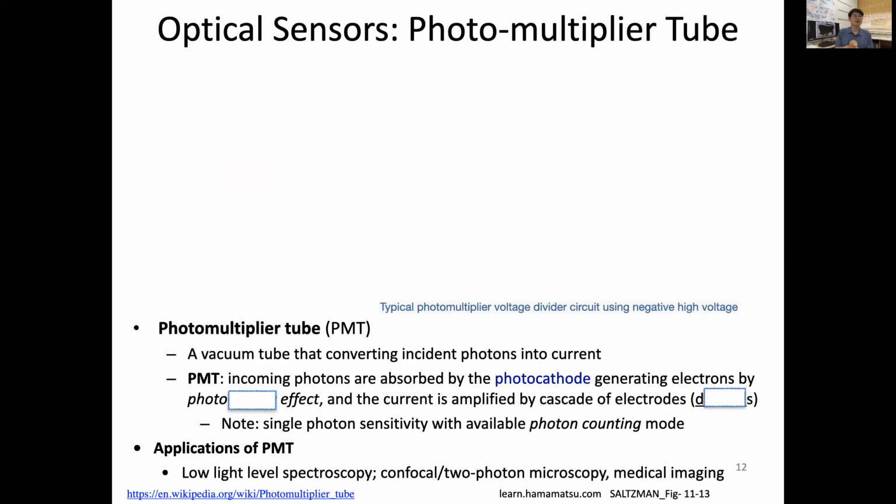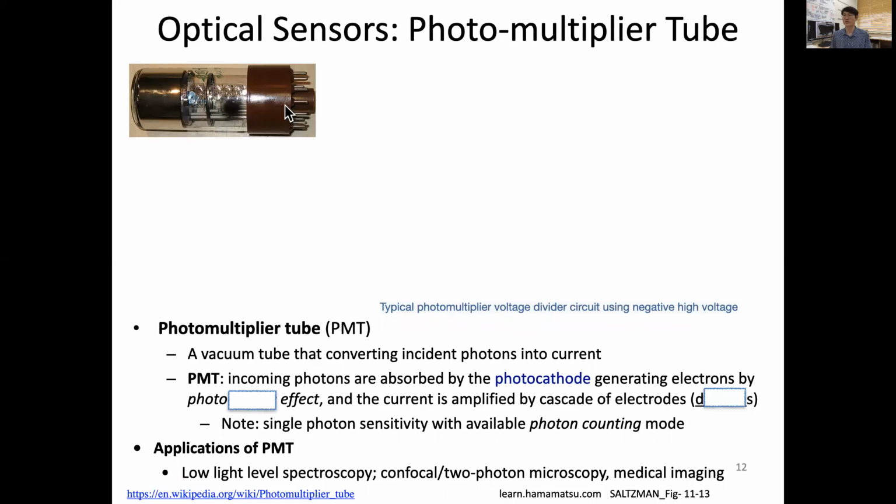So now I'm going to describe two kinds of optical detectors, which many times you are using in the laboratory environment. First is a photomultiplier tube. What does photomultiplier tube mean? Because it looks like a tube. This is inside a vacuum tube, which is kind of rare in this modern age. But yes, we do still use this photomultiplier tube, or we call it PMT.